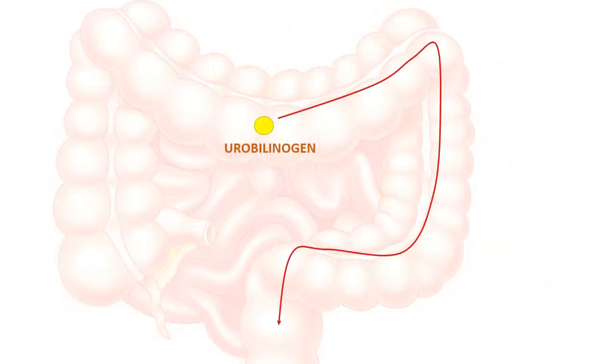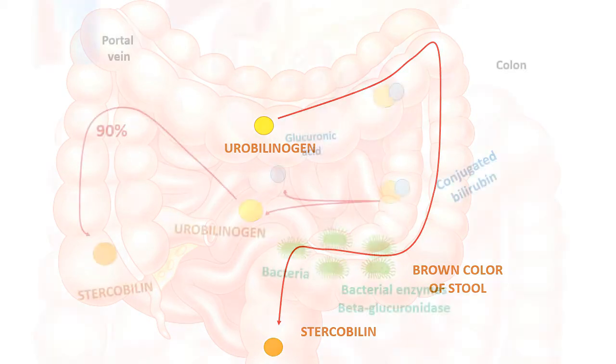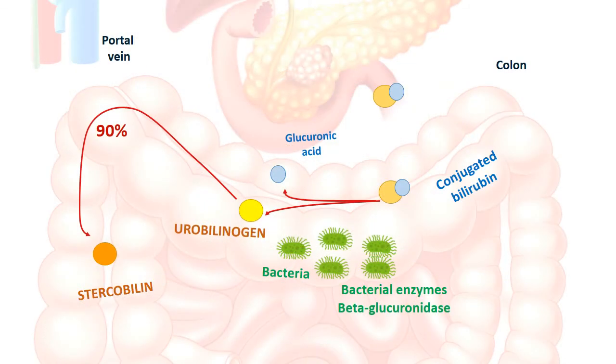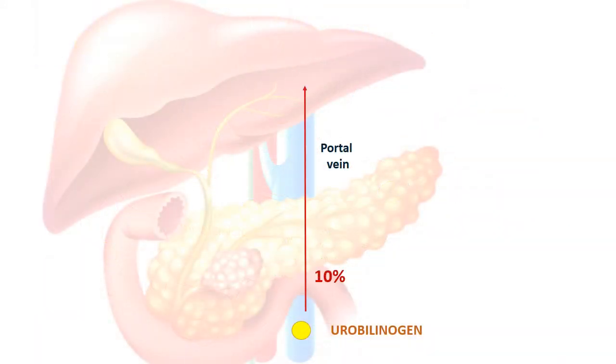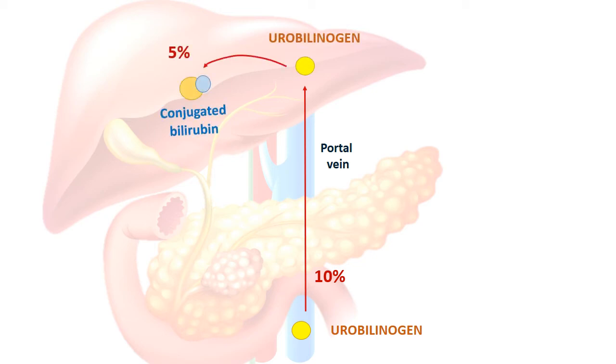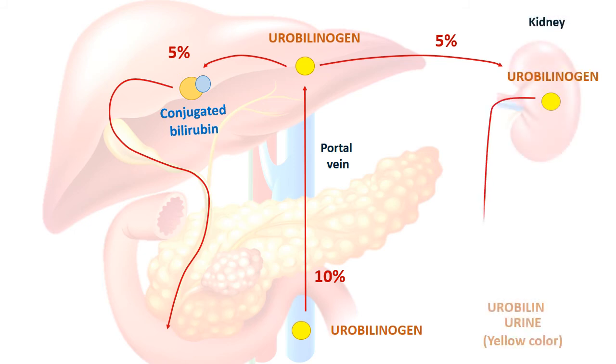Stercobilin is excreted in the feces, giving stool its characteristic brown color. A smaller part of urobilinogen, about 10%, is reabsorbed in the intestine. Urobilinogen is delivered to the liver via the portal vein system. A small fraction, typically less than 5% of the urobilinogen pool, is lost to the urine on a daily basis, and is thought to contribute to urine's color.